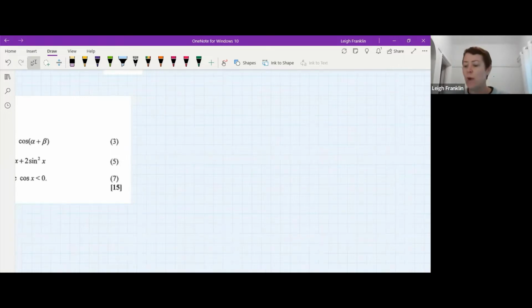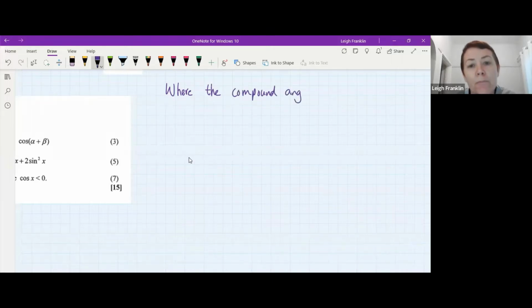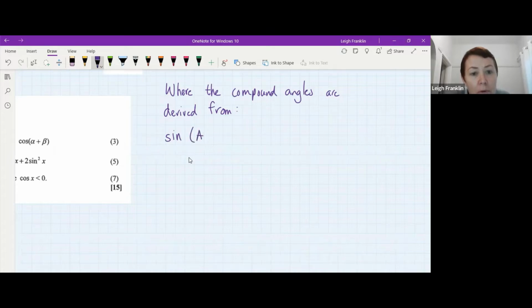So this is where the compound angles are derived from, okay? And then they can ask us to derive them from that original one. Okay, so let's do sine A plus B. Okay, so it is derived as follows.